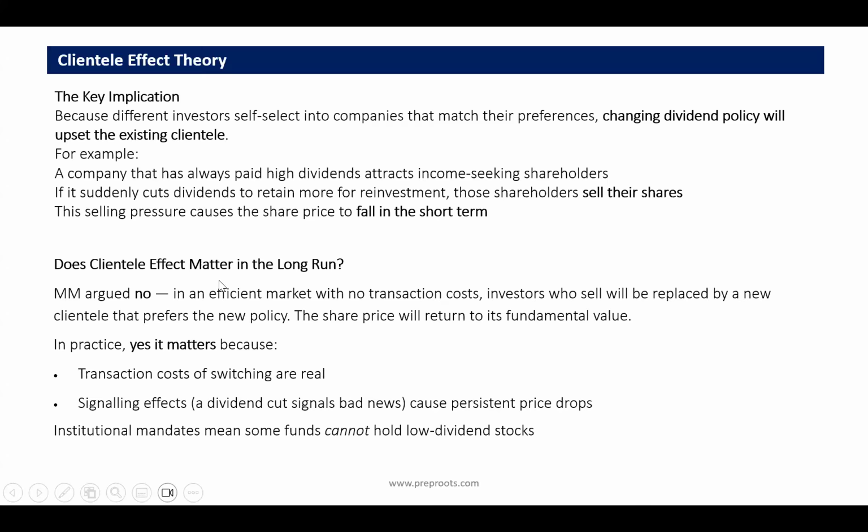Does the clientele effect matter in the long run? No. In an efficient market with no transaction cost, investors who sell will be replaced by a new clientele that prefers the new policy. So the clientele effect is an application of the relevancy theory, but the irrelevancy theory argues that clientele will not hold in the long term. If the company has changed the policy, it will replace the investors. In the short term it has an impact, but in the long term it has no impact. In practice, yes, it matters, because transaction costs of switching are real, and the signaling effect causes persistent price drops. In the short term it has an effect, but in the long term it does not.